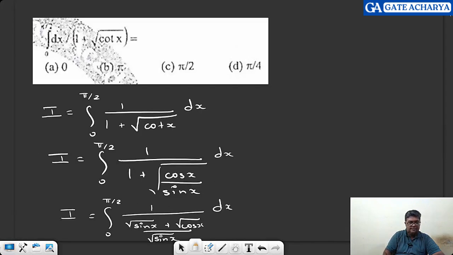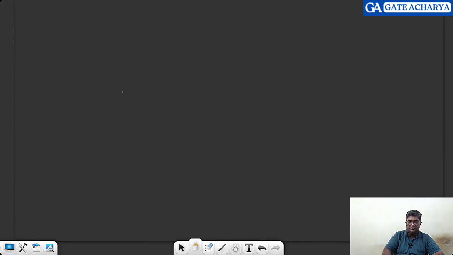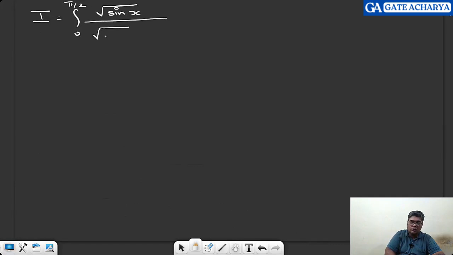Now I is equal to the integral from 0 to pi/2. The denominator root of sin x will come into the numerator. So root of sin x is in the numerator, and the denominator is root of sin x plus root of cos x. Now some people might argue that this is a far more complicated function, but actually this is easy. And I'll show you how to manage that.